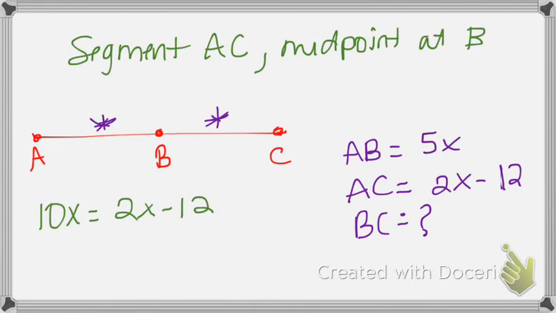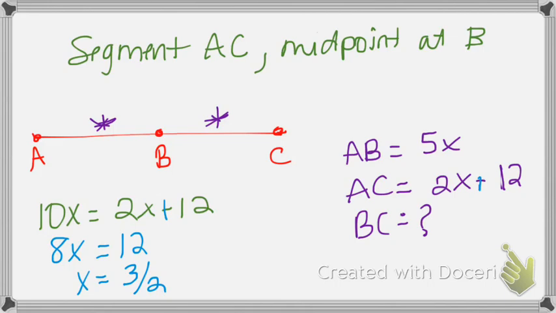I made up a bad problem. Let's put a plus 12 there on the end. Sorry. Okay, subtract 2x so you get 8x. Divide by 8. And it's going to be a fraction. But x isn't what it's asking me for. It's asking me for BC.